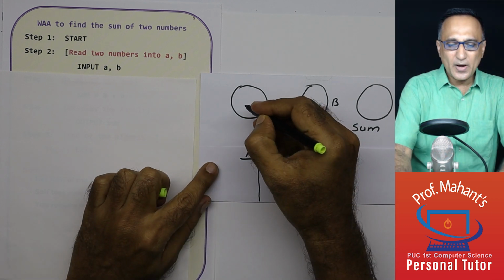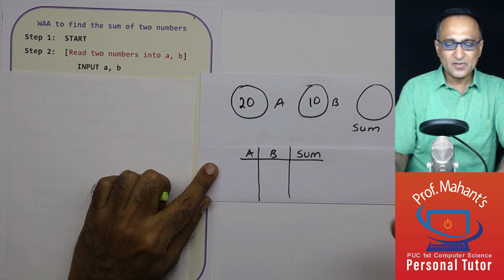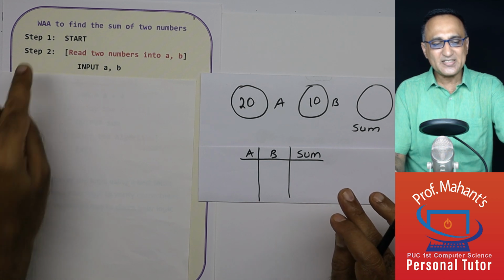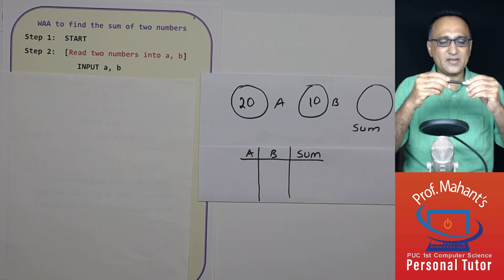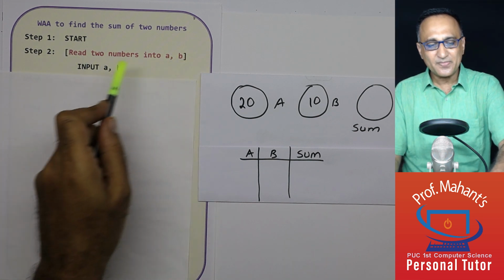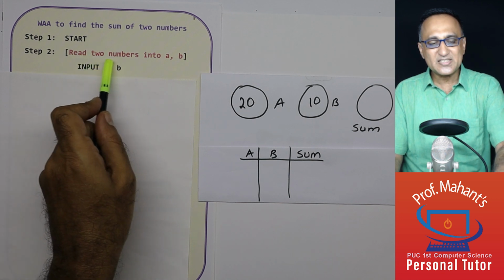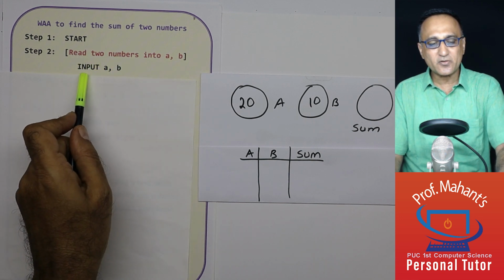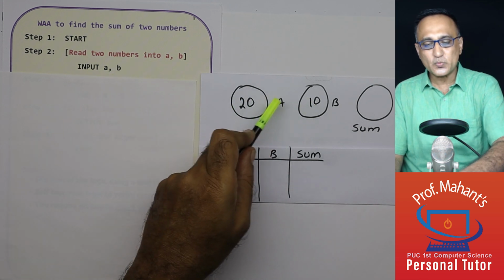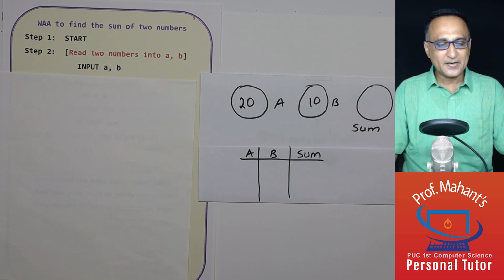Let us say I enter the value of A as 20 and B as 10. Alright. So I am inputting the value of A and B as 20 and 10 in step number 2. So this is how you write. Step number 1, start. Step number 2, whatever is in this bracket is used to describe what you are trying to do here. So this is in an English-like language telling you that you are trying to input two numbers A and B into two memory locations with this name A and B. Let us say I have entered 20 and 10.